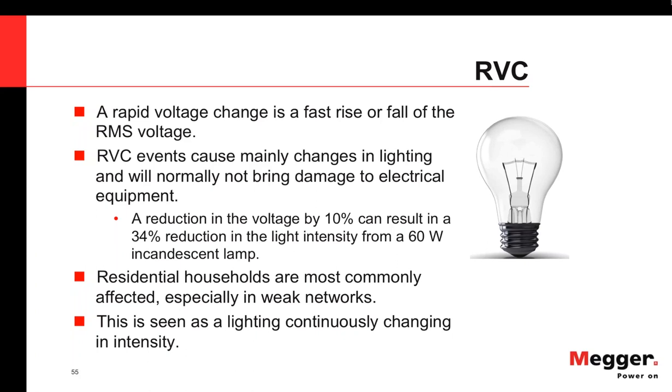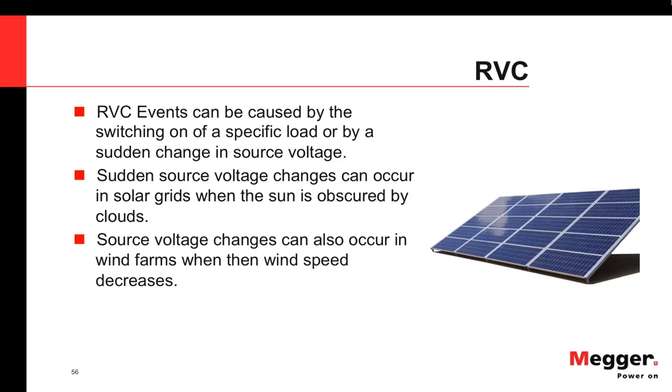Now, let's get to RVC, or rapid voltage change. A rapid voltage change is a fast rise or fall of the RMS voltage. And what we're seeing here is with the advent of green energy, renewable energy, you have solar tiles, wind, all these things don't produce continuous energy. As the clouds go in front of a solar tile, its output changes rather dramatically and quickly. When you look at a wind farm, as the wind changes, its output changes. This can create rapid fluctuations in your RMS voltage.